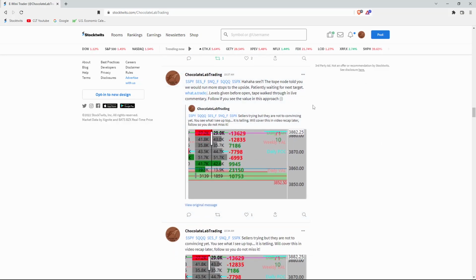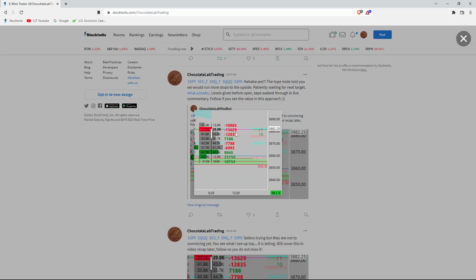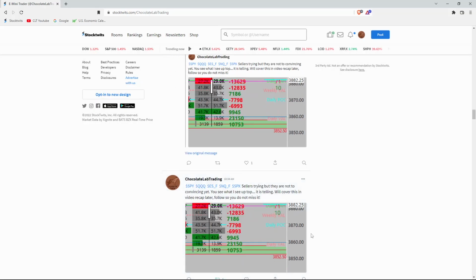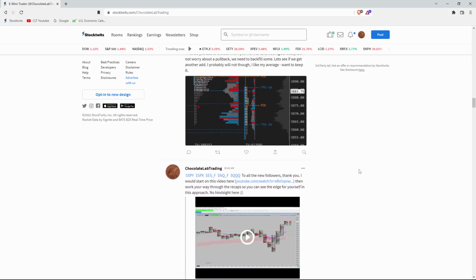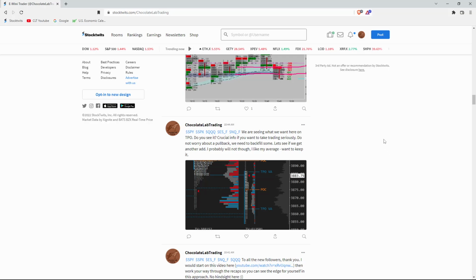And then I asked, did you see it? The top node told you we would run more stops. Yep, I just quoted that, but that's exactly what happened. We ran those stops because the auction told us to. All right, we are seeing what we want to see on the TPO. Do you see it? Crucial info.